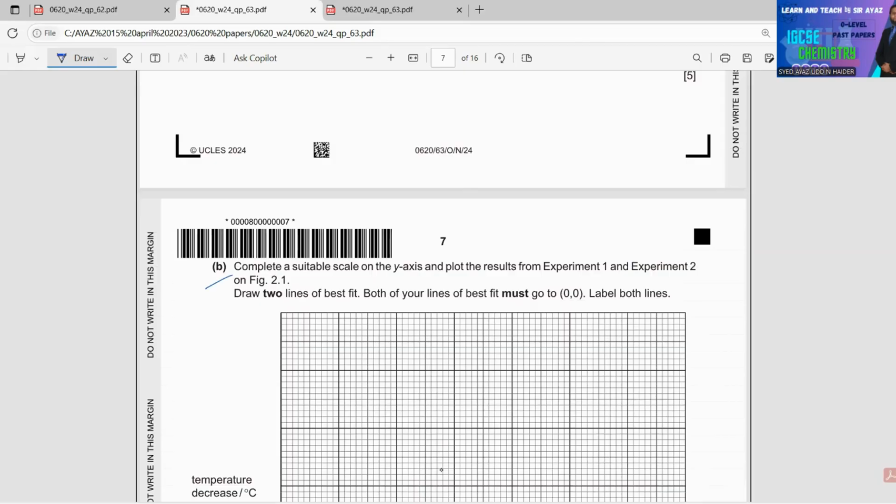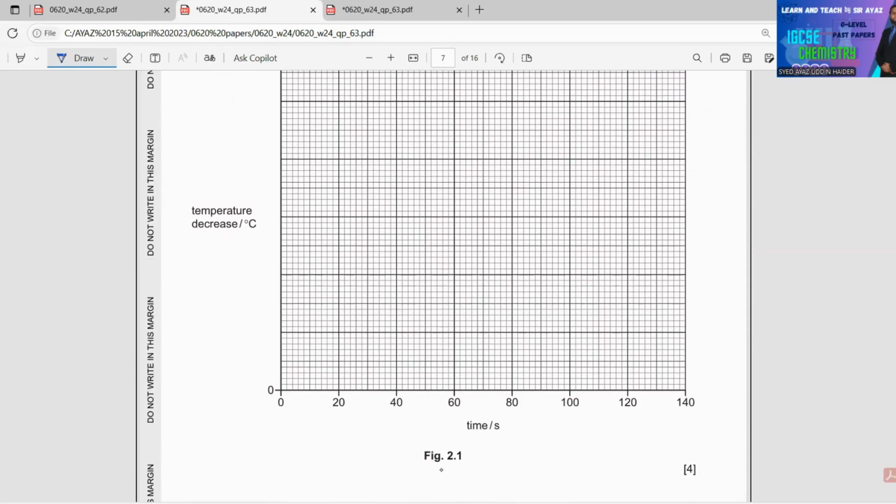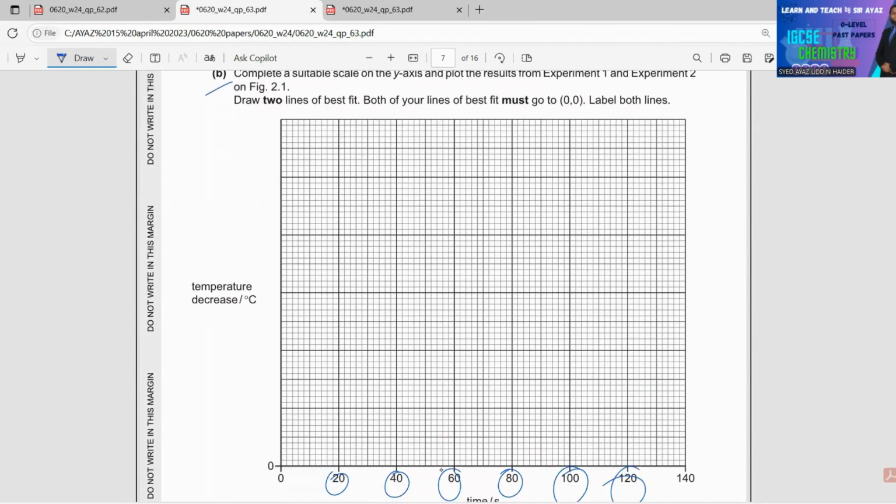Part B. Complete a suitable scale on the y-axis and plot the results from experiment 1 and experiment 2 on figure 2.1. Draw two lines of best fit. Both of your lines of best fit must go to 0, 0. Label both lines. Now for the time, we have 20 seconds, 40 seconds, 60 seconds, 80 seconds, 100 seconds, and 120 seconds. For the temperature scale, I'm writing it down 2, 4, 6, 8, 10.